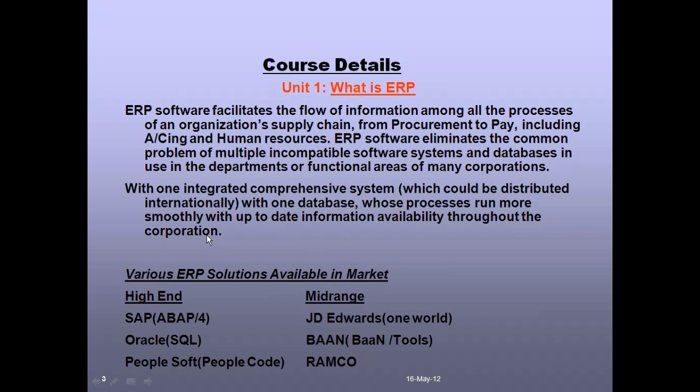That means avoid using one system for what you call vendor management, another system for accounts payable, one more system for purchasing. Instead of using so many systems, use only one system, which should be comprehensively integrated across all modules, which can be distributed across geographies, and which should contain only one database. Therefore, everybody can see the same set of information throughout the organization.